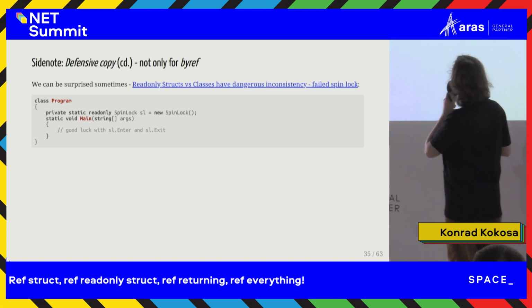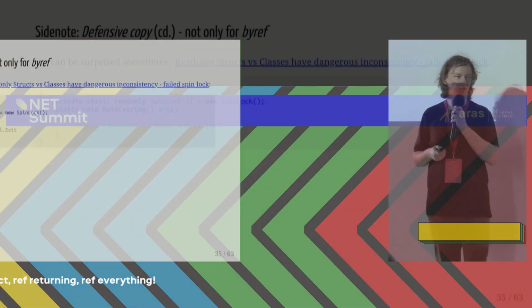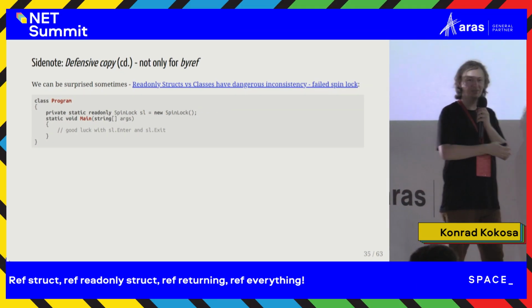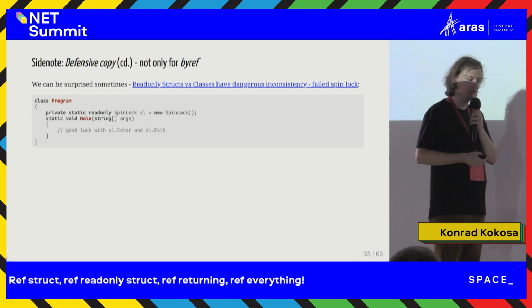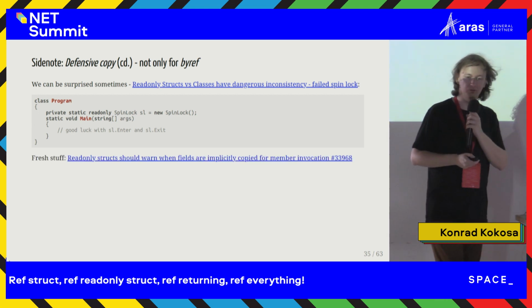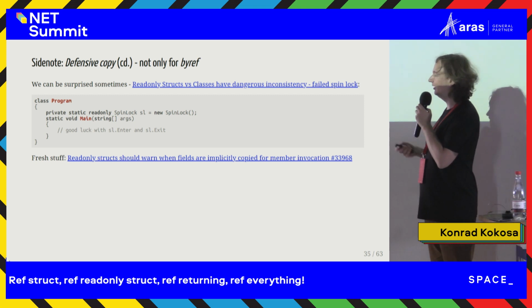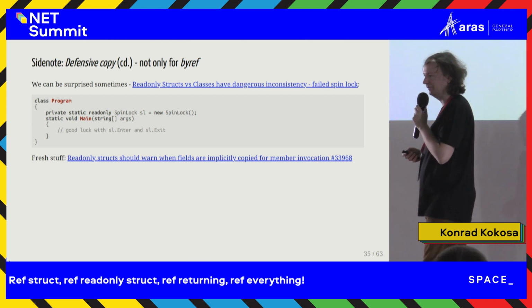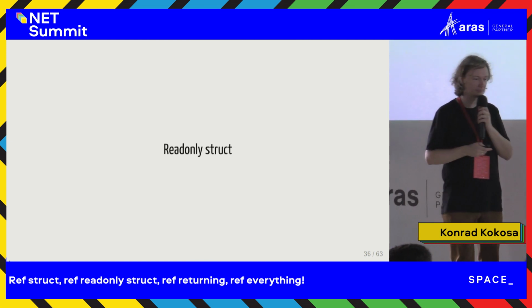It will also be quite surprising, for example, SpinLock is a struct, and if someone would like to be clever and cache it, like create a static read-only SpinLock, calling on this SpinLock will be calling on the defensive copy of this SpinLock. So you will be entering some temporary SpinLock and not the original one, which makes this completely useless. You can also find such issues on GitHub: hey, my SpinLock is not working. That's because it is used as a read-only field.